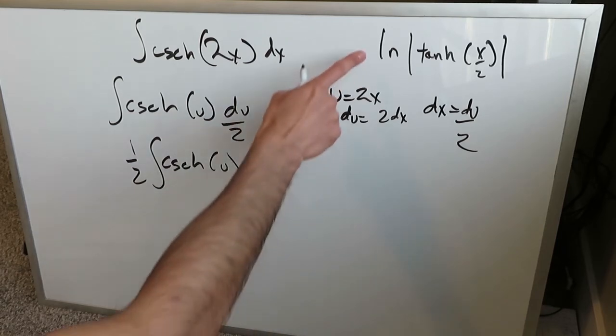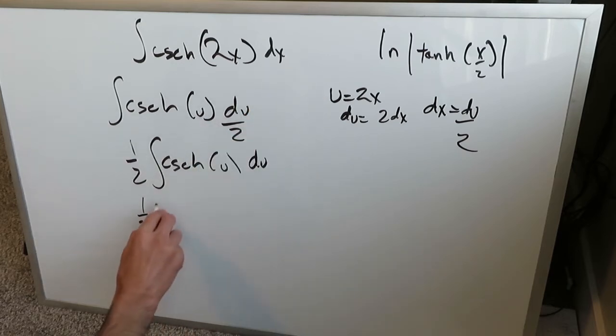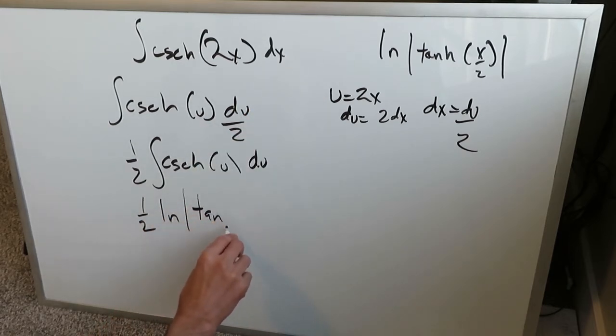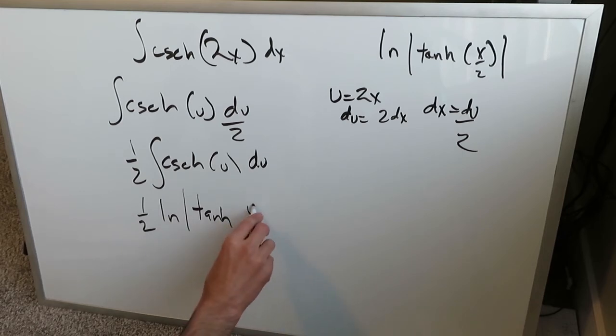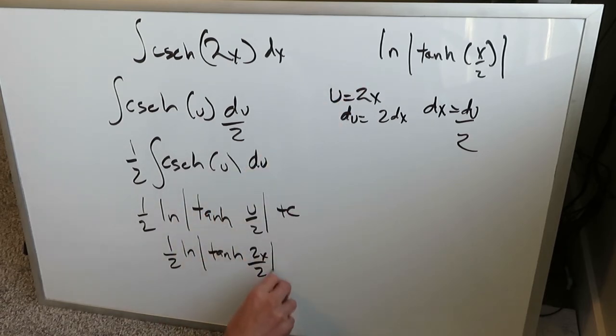So we just have to follow the scheme of this. We bring a 1 over 2 outside as we do, and we have natural log. Then we have to do the tanh x over 2, but it's really a u over 2, isn't it, right now, plus c. We're not done because we have a u over there when our final answer must have the x in it. So we have a 1 over 2 natural log tanh, what was u? It was 2x over 2 plus c.